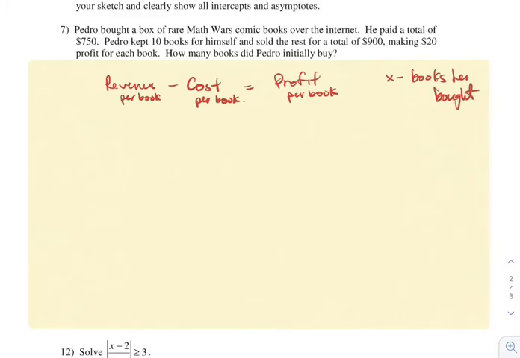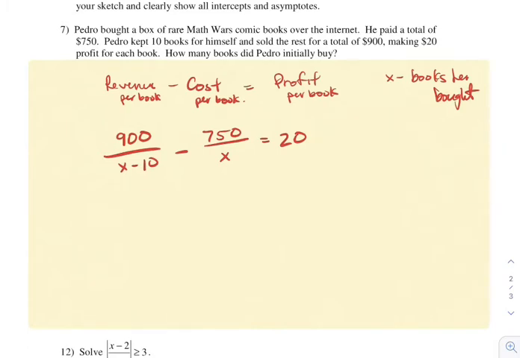So he kept 10 books for himself. So he sold 10 less than he bought. And we know that he earned $900 for that one. I want to subtract my cost. Well, he paid a total of $750 for the books. Per book, he bought X of them. So when I divide that, it would be cost per book. In total, it told us that he made $20 per book, so that's equal to 20. So this is the equation that we're going to try to solve. We want to figure out what X is. That's the amount of books that he bought.